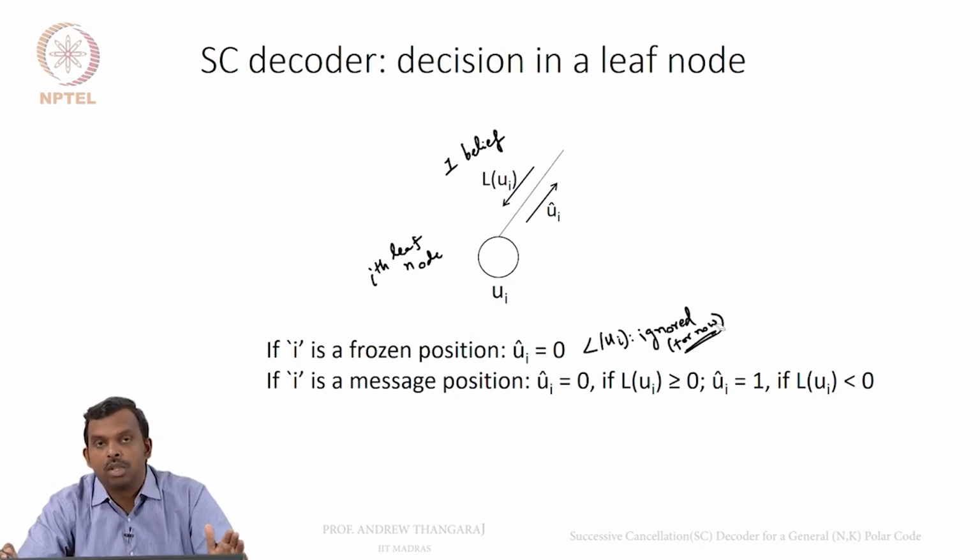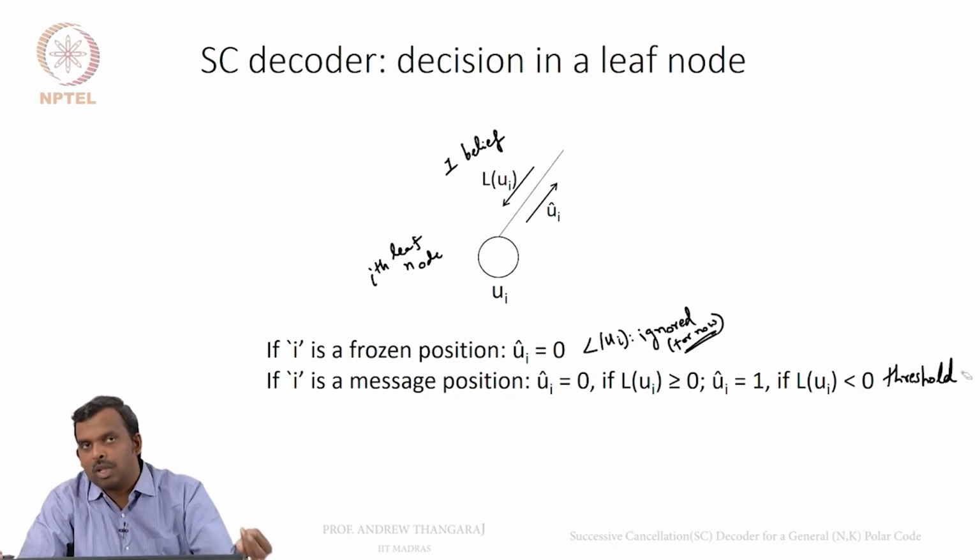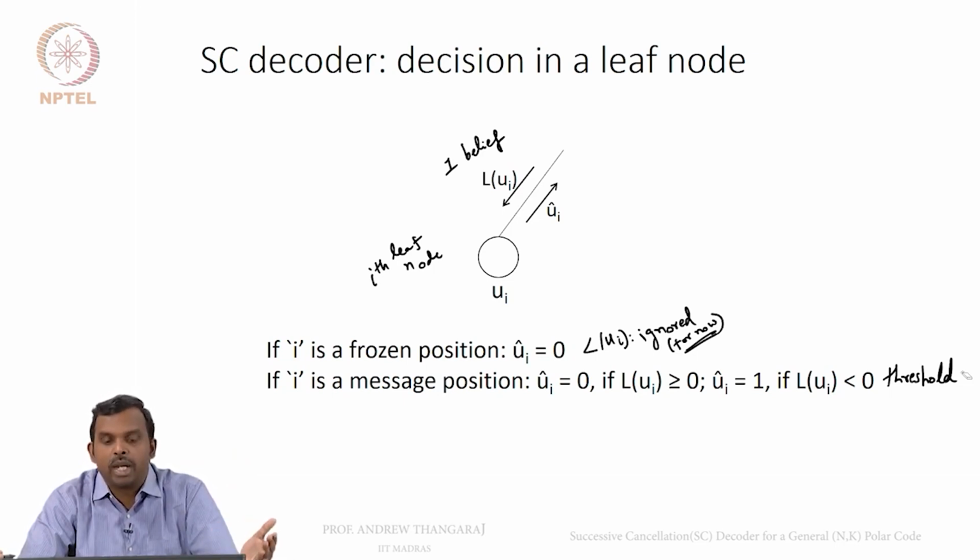So if it is greater than 0, you decide that ui hat is 0. If it is less than 0, you decide ui hat is 1. So this is the threshold decision. So the leaf node is sort of simple. It gets one belief; it keeps waiting till it gets its belief, and once the belief comes in, it's going to either use it or not use it, depending on whether it was frozen or not. If it was frozen, it's going to ignore it and always send back ui hat equal to 0. If it's not frozen, it's going to use that belief, use thresholding, make a decision and send back that decision. So that's what happens in the leaf node.